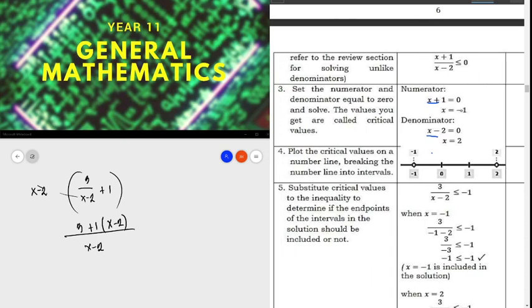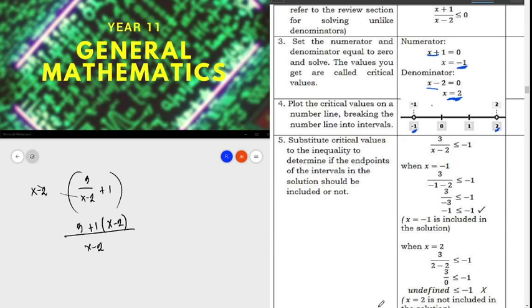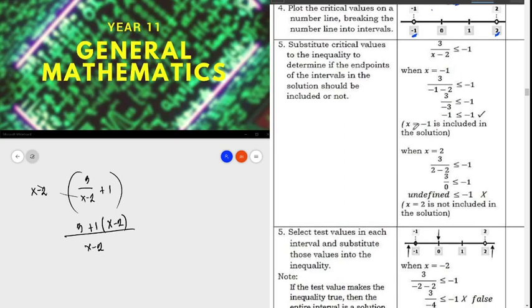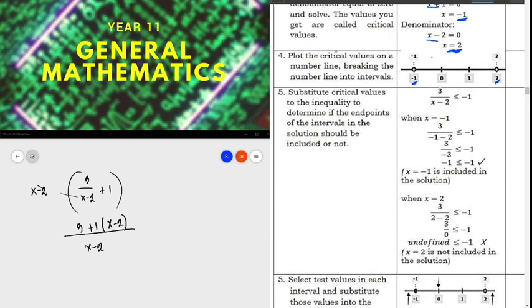Okay, so plot the critical values. These are the critical values here: negative 1 and 2. So, substitute to see if they are included in the solution or not. When we say included, it will satisfy that this is less than or equal to negative 1. It will not be included if it is not less than or equal to negative 1. So substitute x equals negative 1. We have 3 over negative 3, that is equal to negative 1. That's why we have a check here. Therefore, x equals negative 1 is included in the solution.